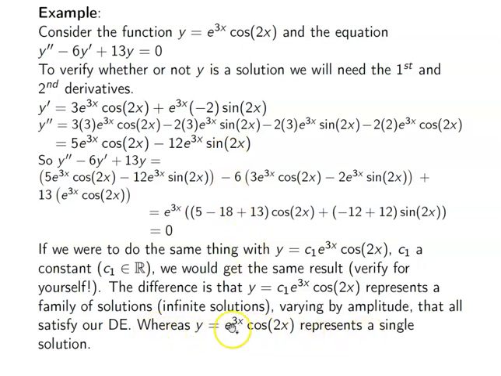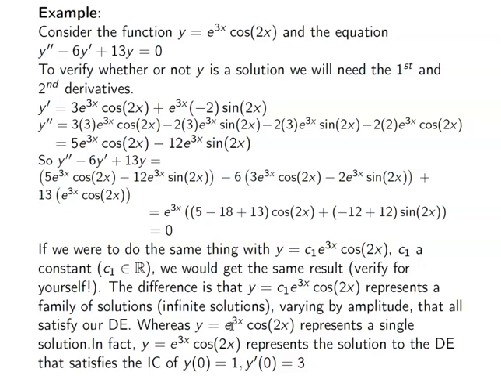Whereas this is a single solution. It is a particular solution, because it's a specific example. So in fact, y equals e to the 3x cosine of 2x represents the solution to this DE that has the initial conditions that if I plug in 0 to the original function, I get out 1, and if I plug in 0 to the derivative, I get out 3. If I plug in 0 to here, this goes to 1, and then I get cosine of 0. Cosine of 0 is 1, so it satisfies this initial condition.